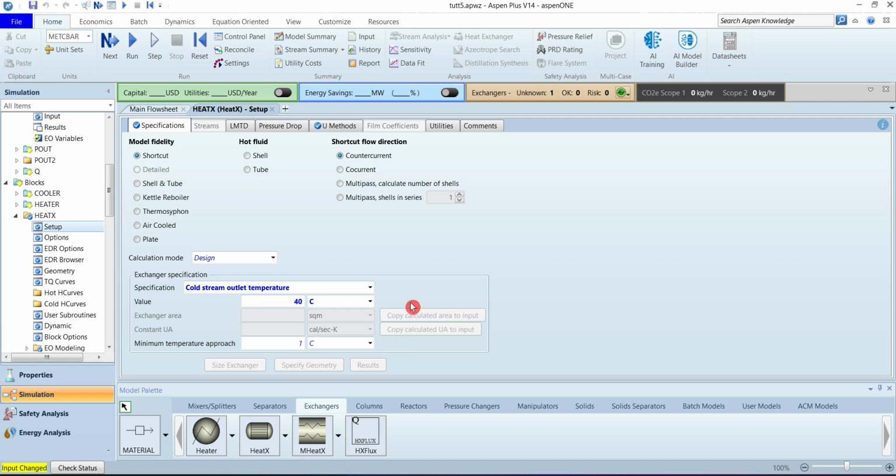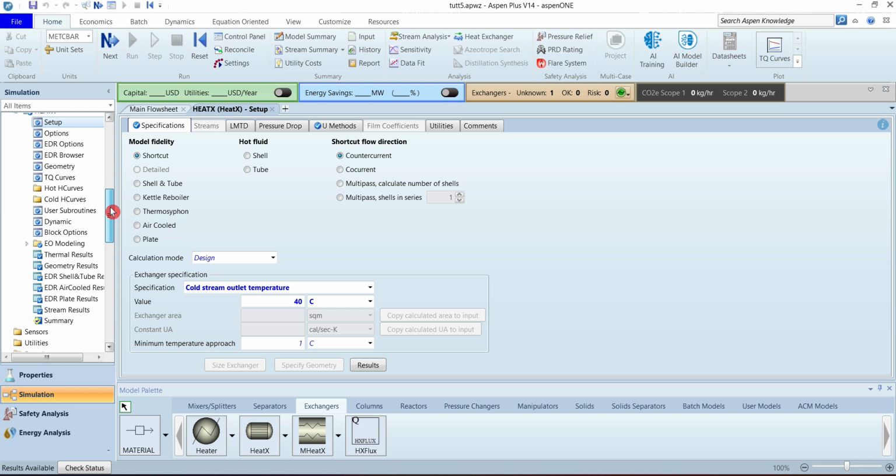So with this, we don't have to do anything else. We can run the simulation. So just run the simulation. So what should we notice over here? What do you expect?